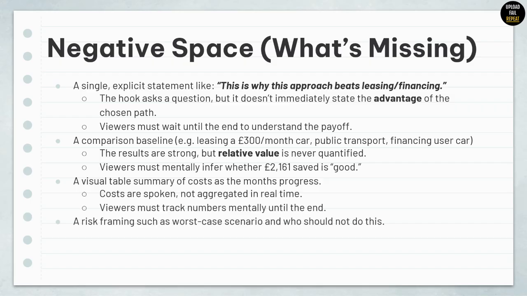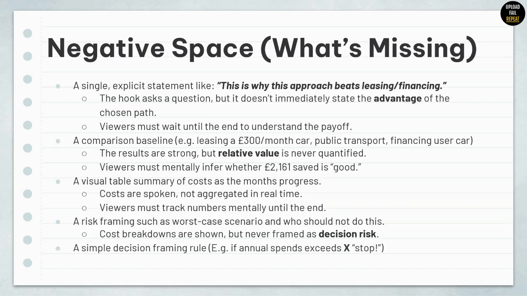And a risk framing, such as worst-case scenario and who should not do this. Cost breakdowns are shown but never framed as decision risk. A simple decision framing rule, for example, if annual spend exceeds X, stop. The viewers get a story but not a repeatable method.